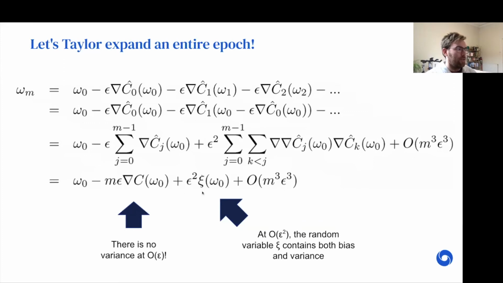And then at second order in epsilon, we have this term chi, which just captures this double sum. So this term chi is a random variable, and it's a random variable because it cares about the order in which the mini batches arrived through this k less than j term here. But it's not a mean zero random variable, so it's a random variable containing both bias and variance. And so for simplicity, we're just going to try and evaluate the mean value, the bias of this term.